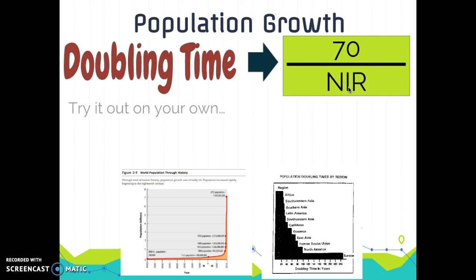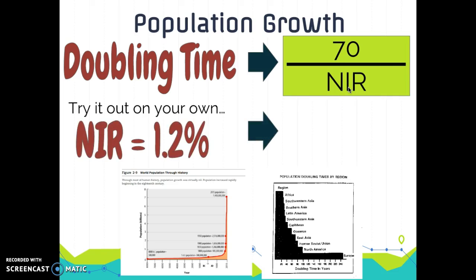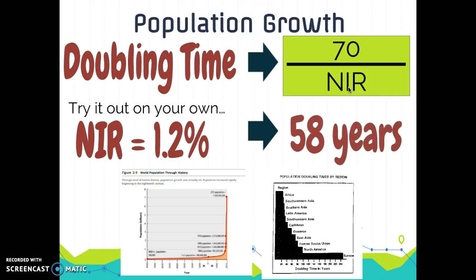And so again, let's try this out on your own. If the world's natural increase rate is 1.2%, how long would it take for the world's population to double? So take a second to plug that 1.2% into that equation and see if you get the answer. So I'll give you a second to find that answer. And you should have gotten about 58 years. So it's going to take about 58 years for our world population to double if our natural increase rate stays the exact same.